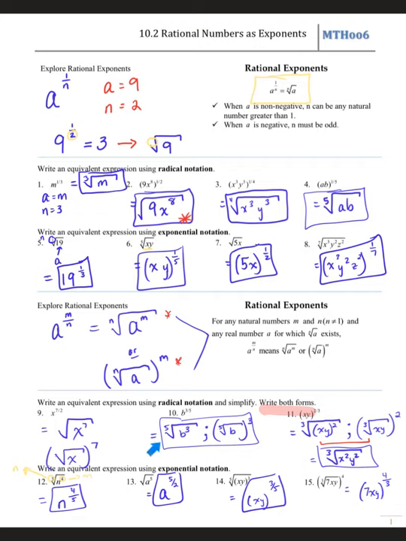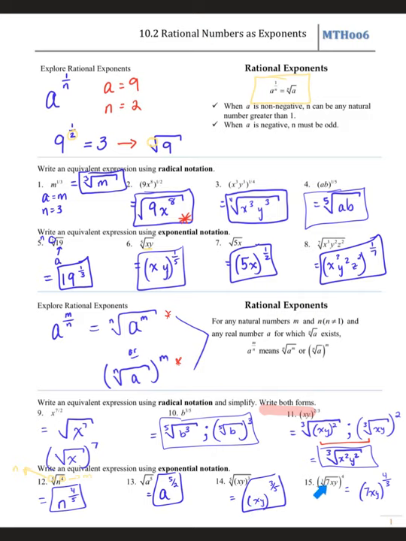Okay, we can see for number 10, we get the 5th root of b cubed, or we can take the 5th root of b cubed. I'm going to skip number 11 for now and come back to that one. Number 13, we have a to the 5/2 power. Number 14, we have xy to the 3/5. Keep in mind the xy needs to be in parentheses since the whole thing is the radicand here, or the base.